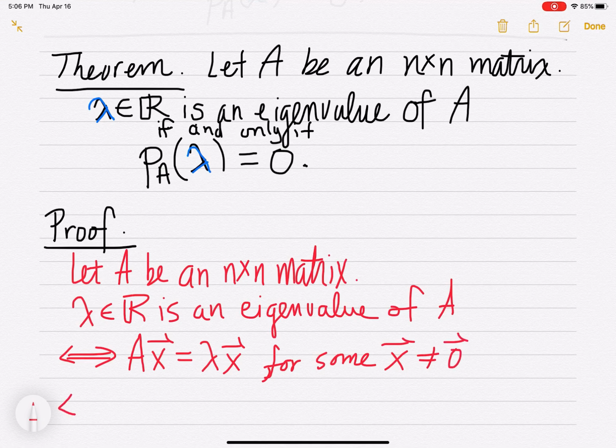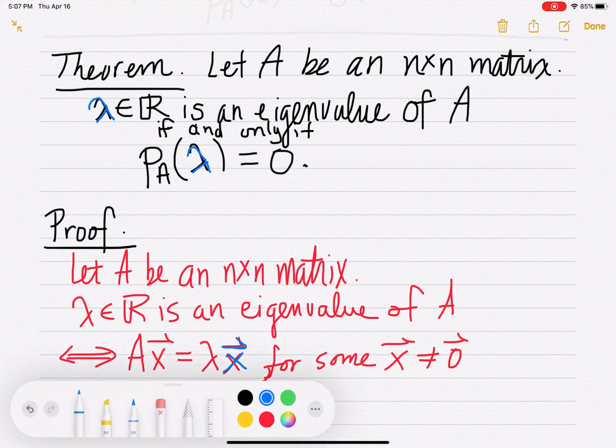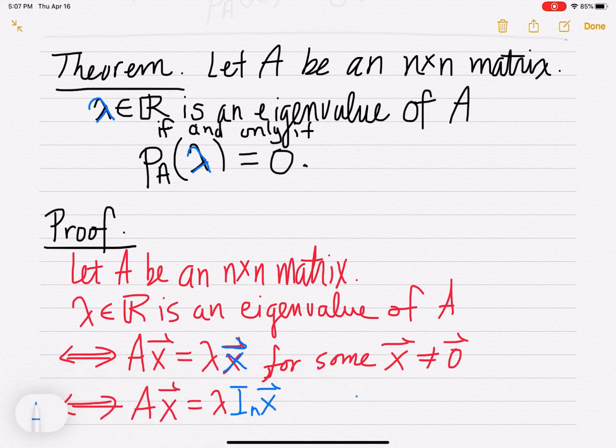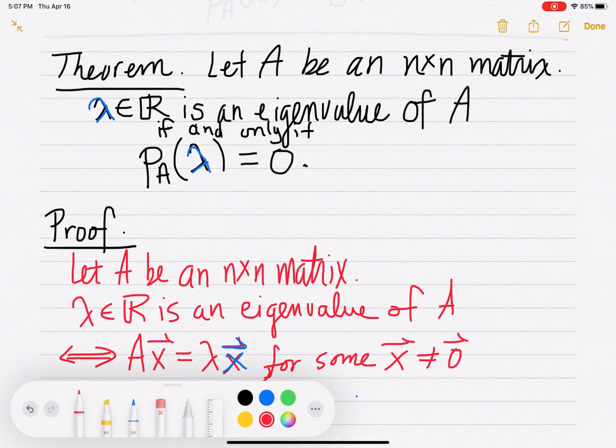Now, we've done this construction already. We're going to do it again. We're going to leave the lambda alone. We're going to take the x on the right-hand side. And we know that x is the same thing as the identity matrix times x, right? Identity matrix times x gives you x. So we're going to replace that blue x with the identity matrix times x. Okay.